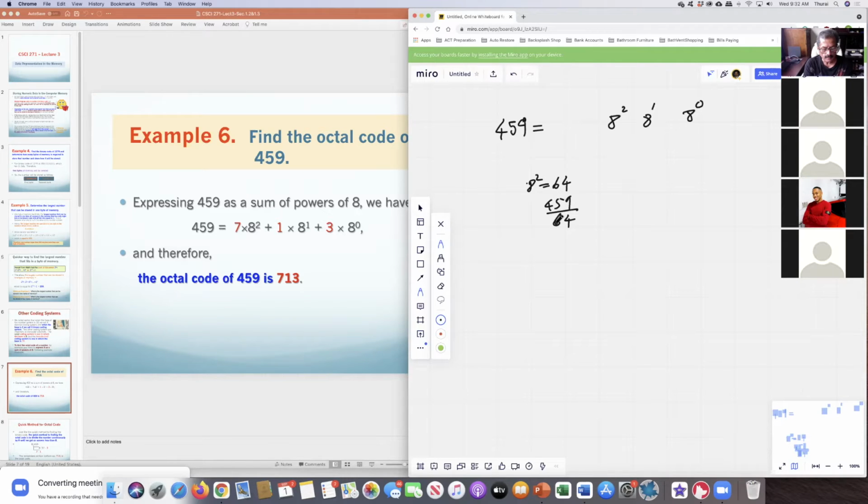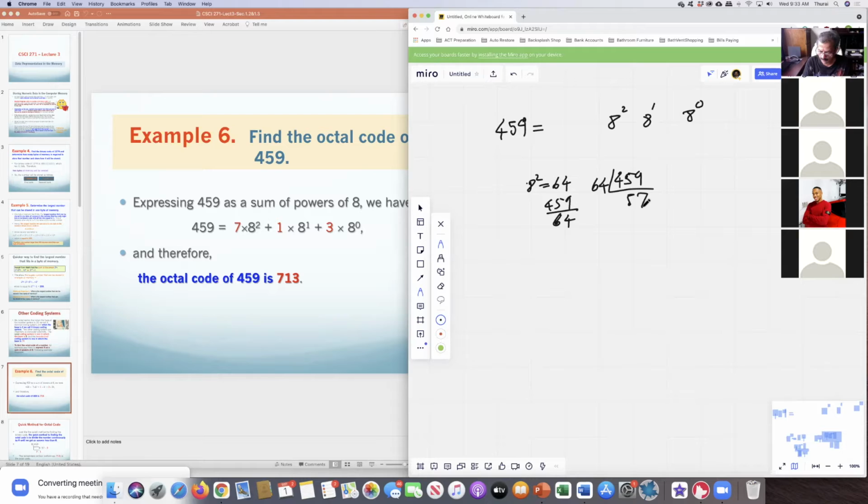So I'm going to actually do that division in the calculator. 459 divided by 8 came up 57.375. That means 57 is my answer. I don't need to take the fractional part. So 459 divided by 64, 8 to the 2, came up 57 point something. I need the remainder, so I'm going to multiply the 57 by 64. Something went wrong.